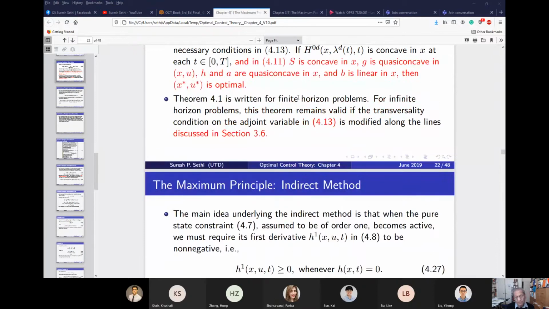We also have a transversality condition for the infinite horizon problem. And when t equals infinity, with those transversality conditions, the sufficiency condition also goes through for infinite horizon problems.